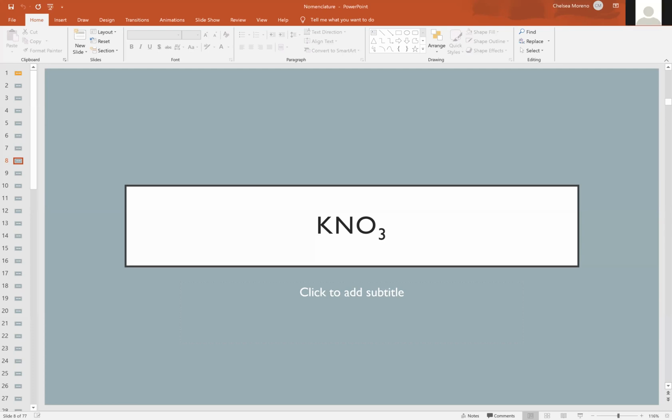So if the element has an O3 with it, is that usually just turning it into an -ate, like nitrate? Yeah.